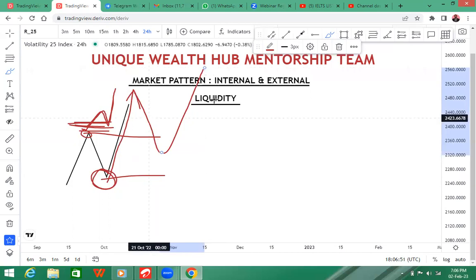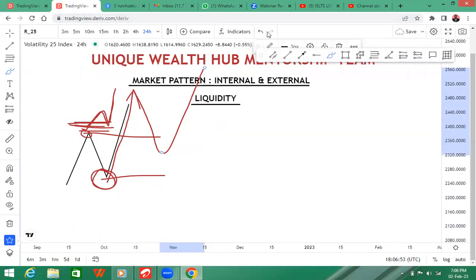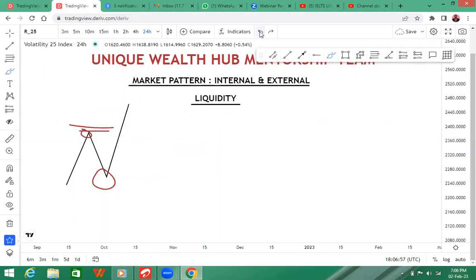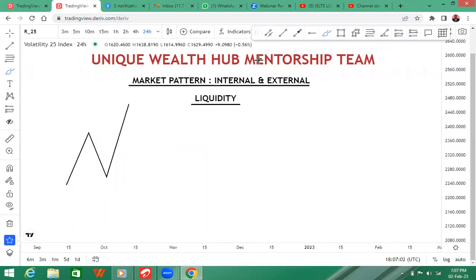So the market is engineered by liquidity. That's just the concept I want us to start with. Liquidity is what moves the market. And liquidity, if I want to define it, liquidity simply talks about your entry, your stop loss.